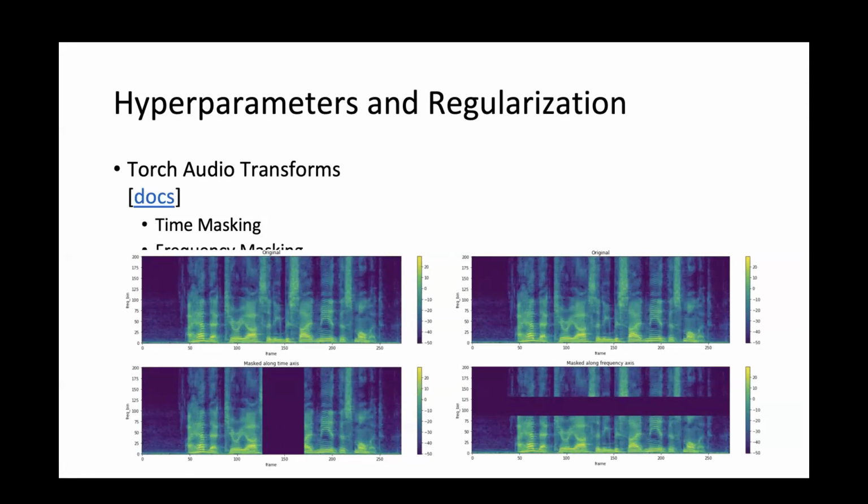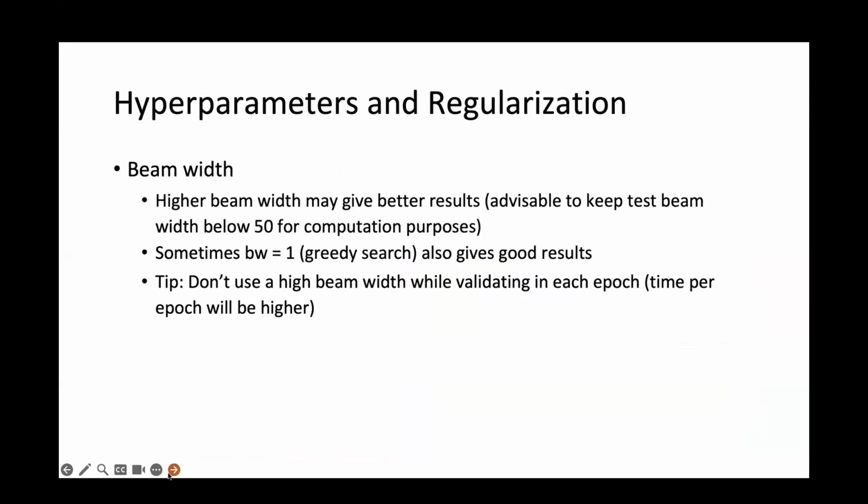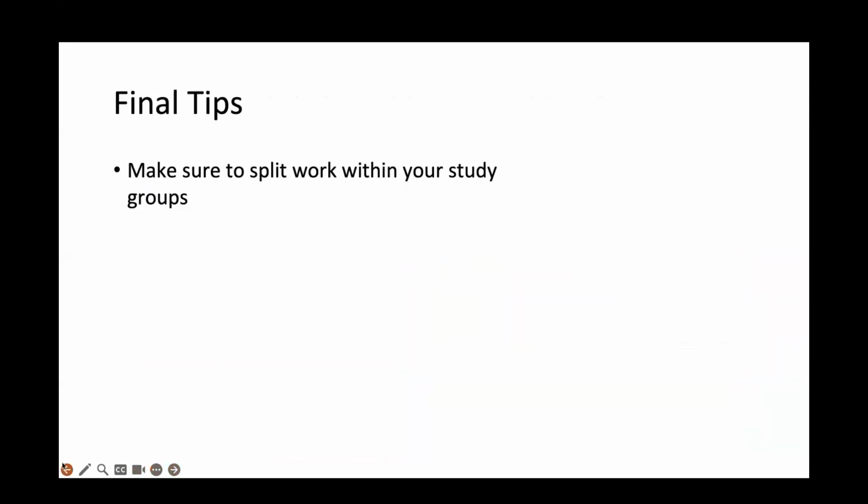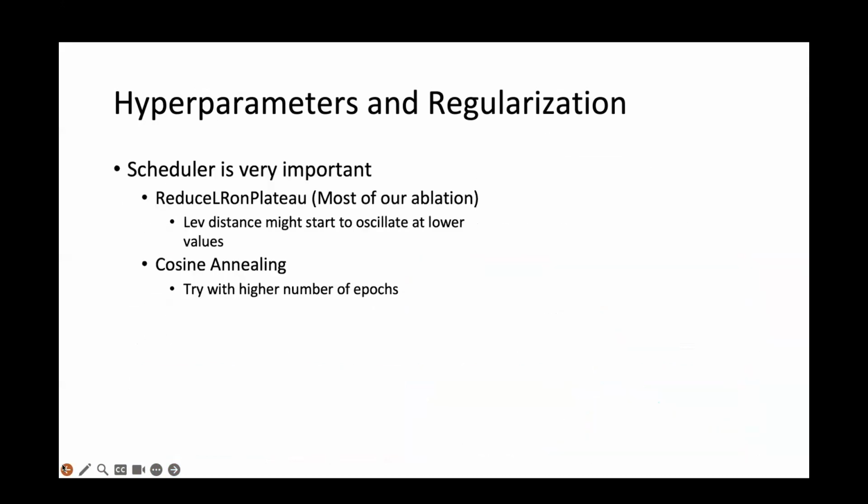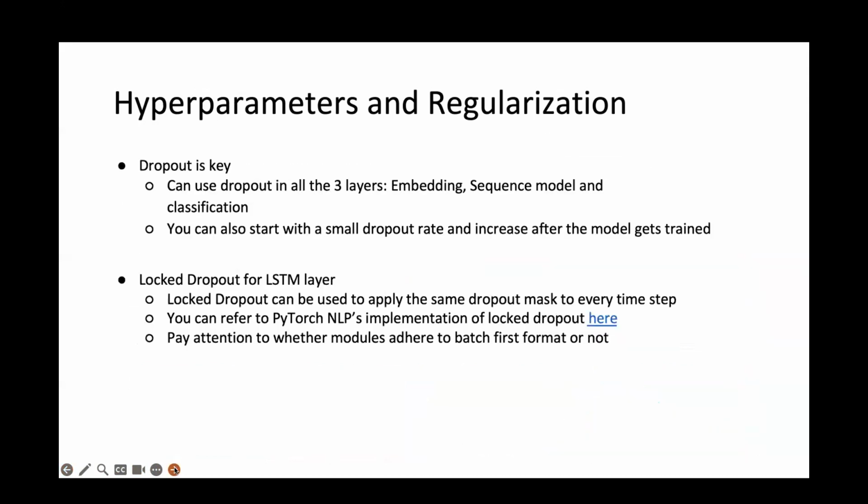The masking can be a part of those custom operations. Also, for the locked dropout link that is given in the notebook, there is one more link given in the slides. You should read the one in the slides to understand which kind of arrangement the code works for. Does it work for batch first, or for time steps first as the first dimension? Make sure you understand that and code locked dropout accordingly.